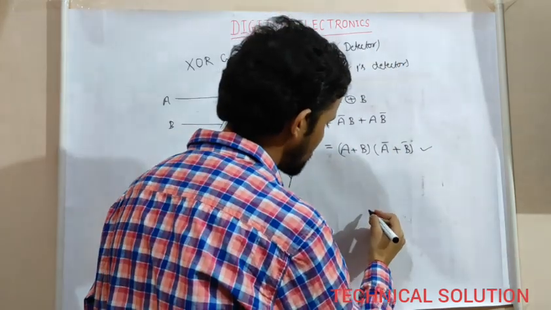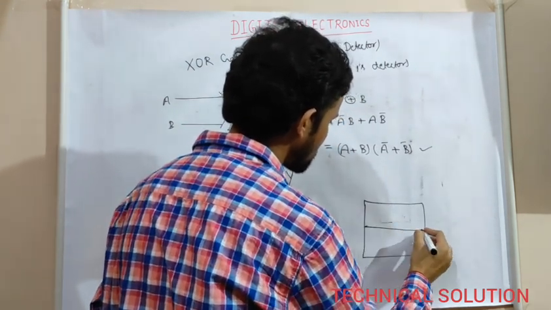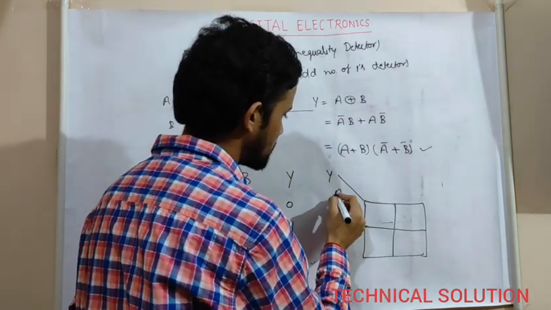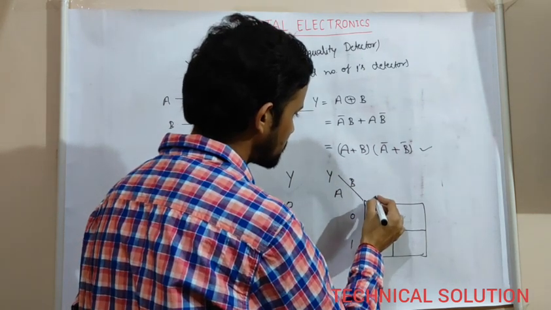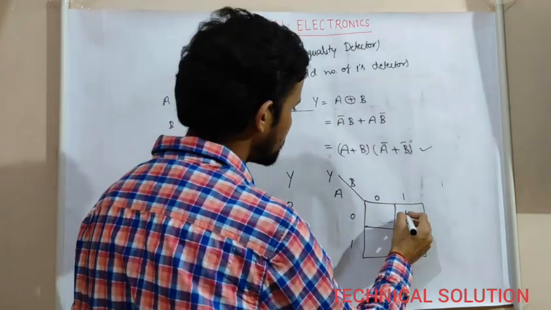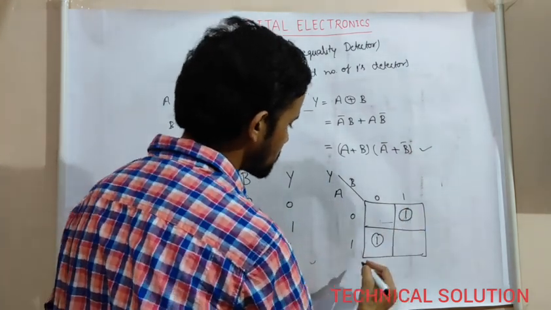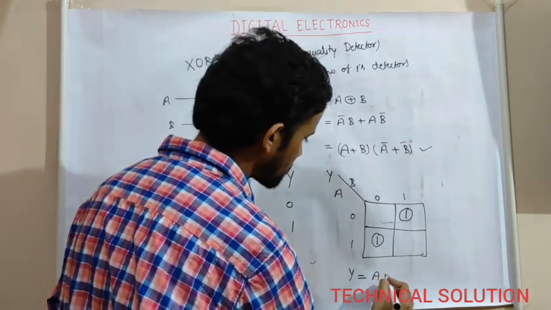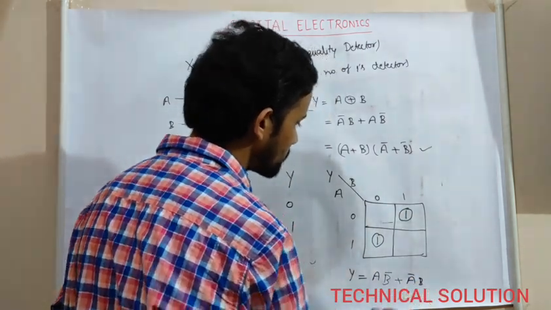And its output is given by K-map, that is this. This is A and this is B. This represents 0 1 0 1, and at 0 1 it becomes 1, and at 1 0 it becomes 1. Therefore, by solving, this output Y becomes A B bar, and for this A bar B.